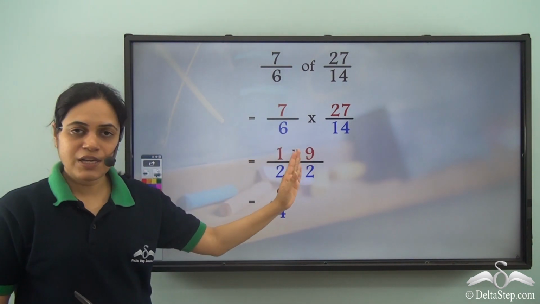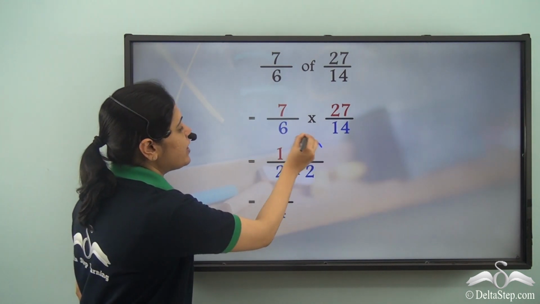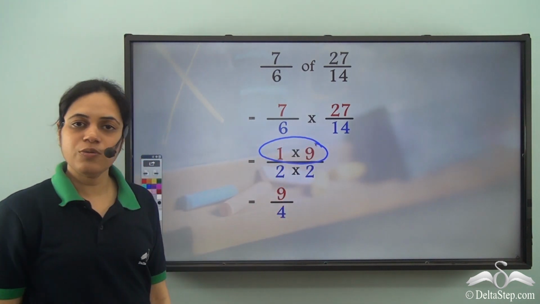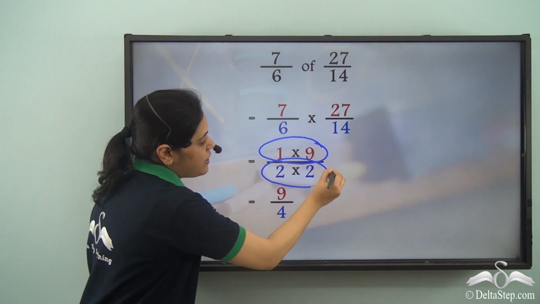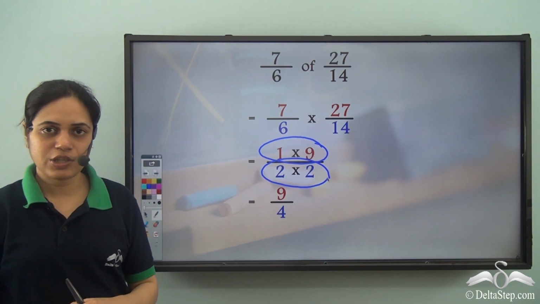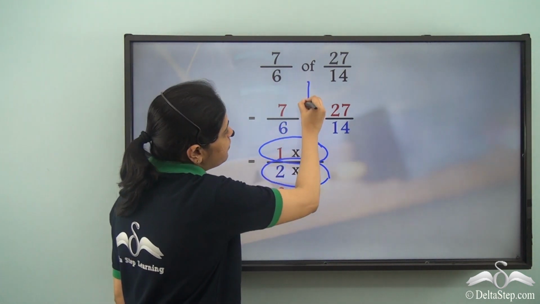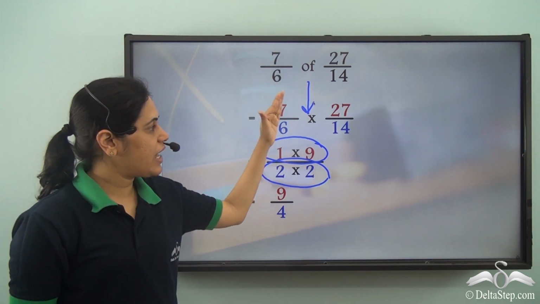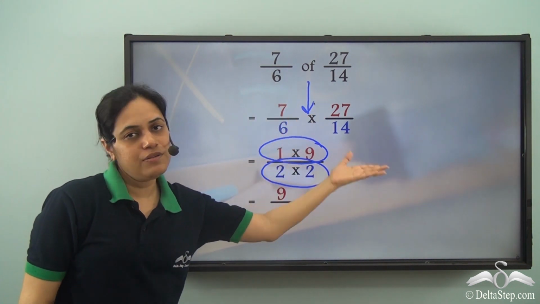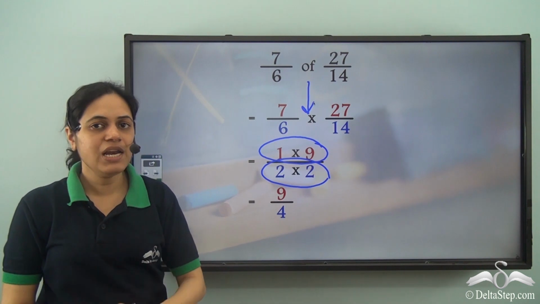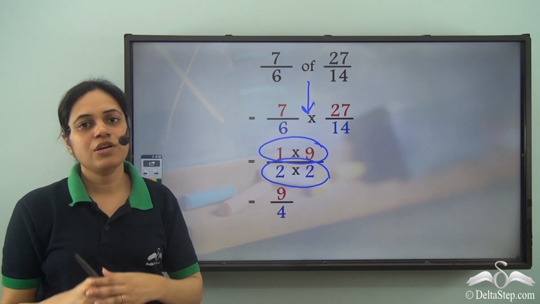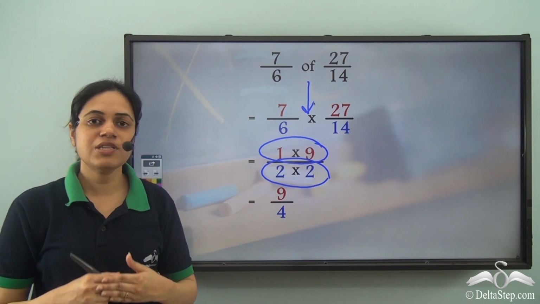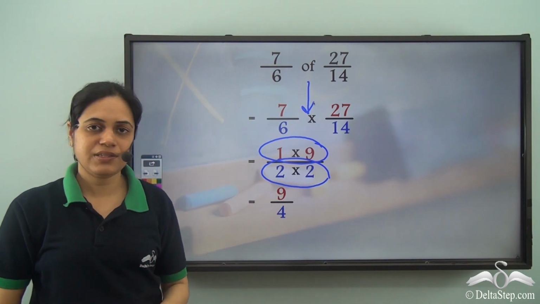So when you multiply two fractions, you need to multiply the numerator by the numerator and you need to multiply the denominator by the denominator. Of is the same as multiplication and we can cancel out any numerator with any denominator while multiplying two fractions. So take up different fractions and practice multiplying them.